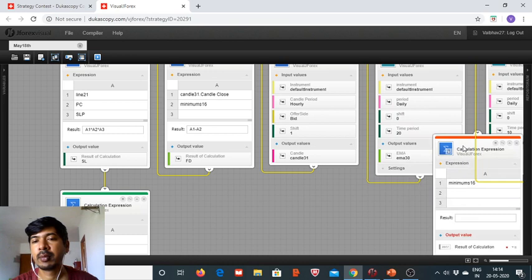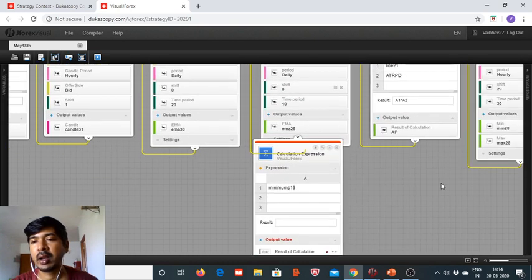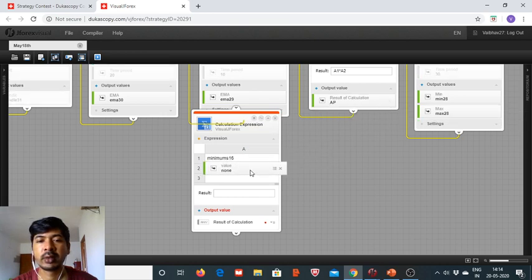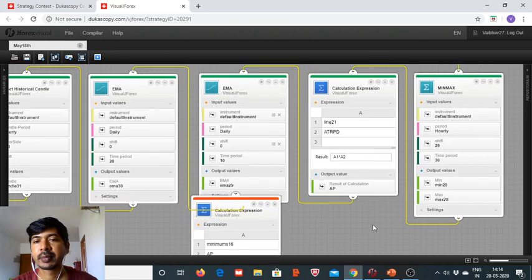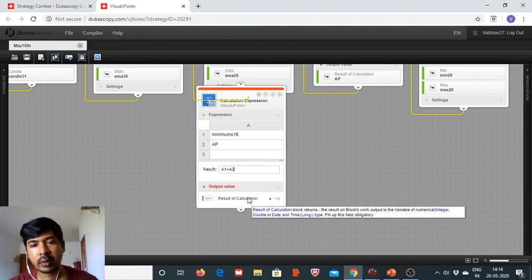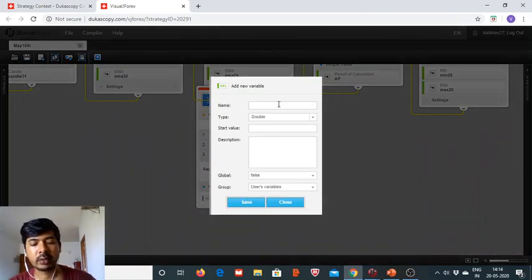So we take minimum 16 and we add 5% of the ATR, that is AP, and we get this A1 plus A2, and the result of the calculation is BE, and we save it. Oh, variable already exists. By execution price. Okay.